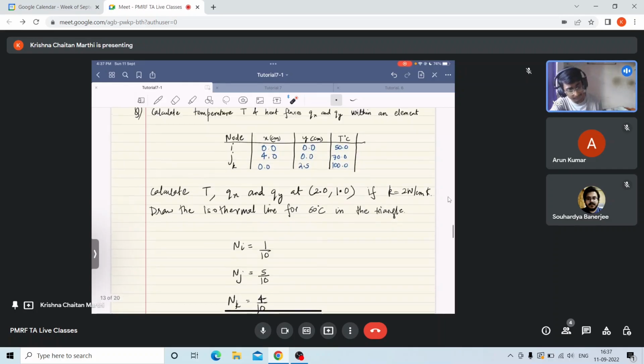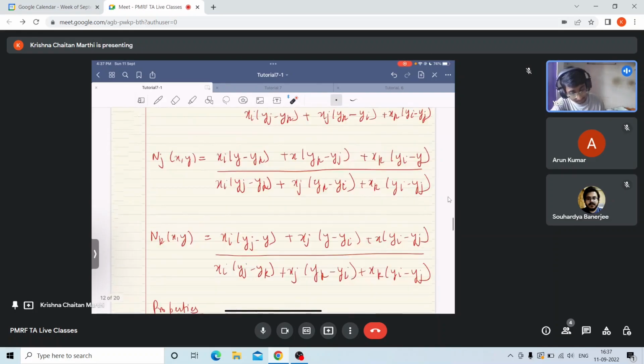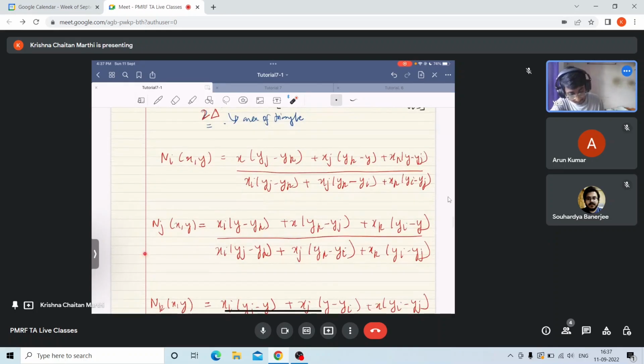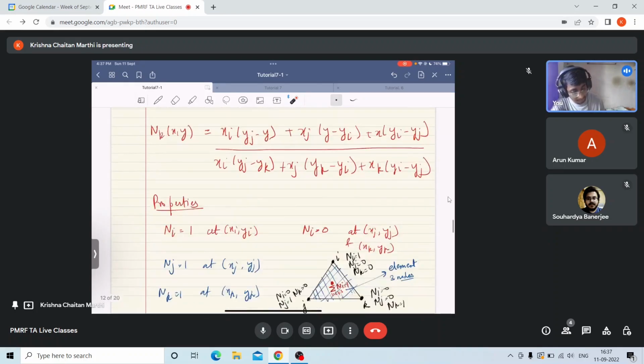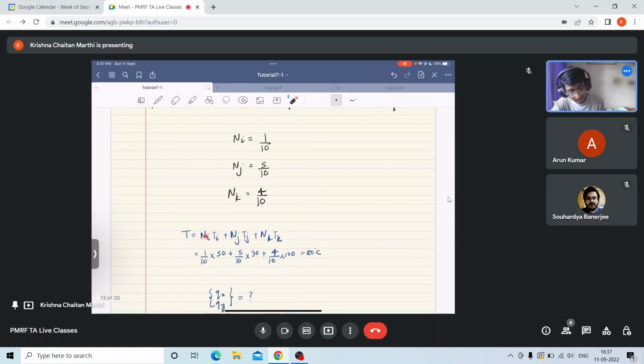So I will first calculate Ni, Nj, Nk using this expression, and I get the values as 1 by 10, 5 by 10, and 4 by 10. Also, I can write my temperature as Ni times Ti plus Nj times Tj plus Nk times Tk.